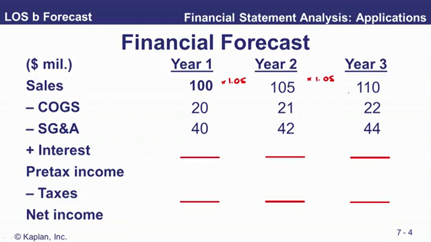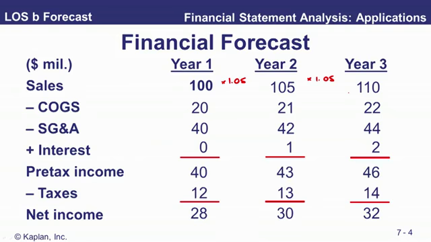Our interest, this was our interest income, was going to be essentially 5% of the opening cash balance. I've given you the figures 0, 1 and 2 here. We need to see the cash in a second to see where those numbers have come from. That gives us our pre-tax income just by adding down. Taxes, we said we think are going to be a nice constant 30% of pre-tax income, and that's allowed us to arrive at our net income.